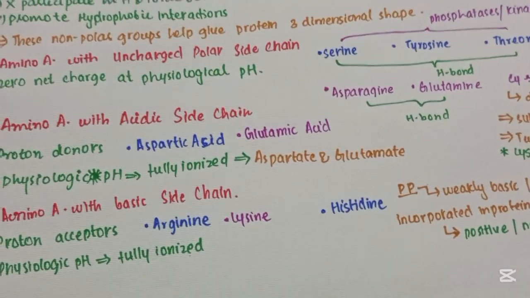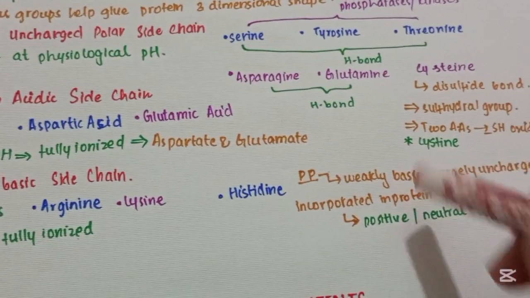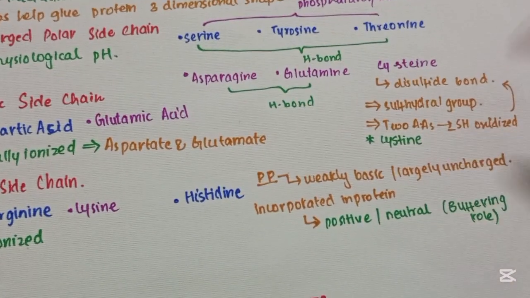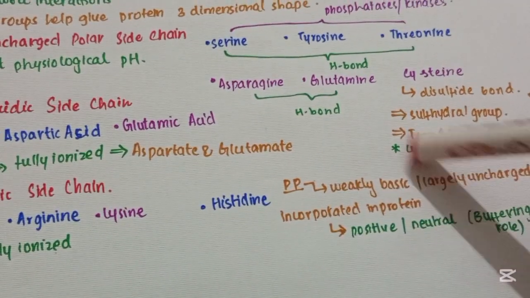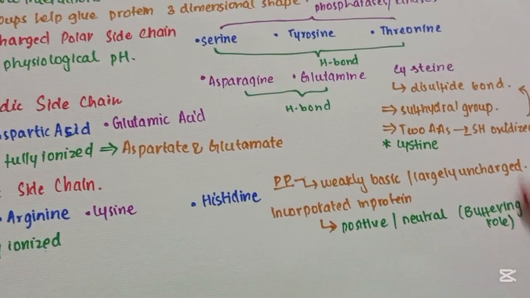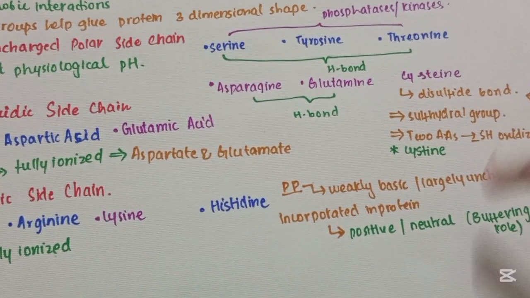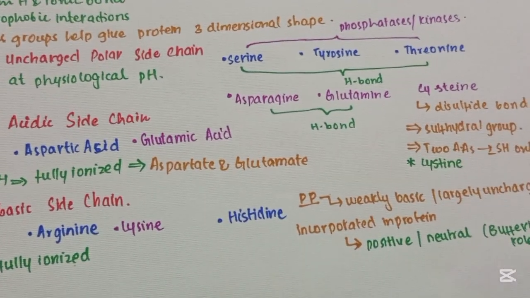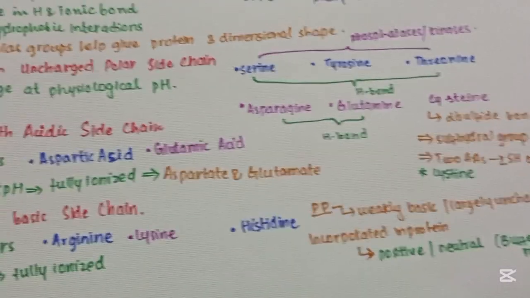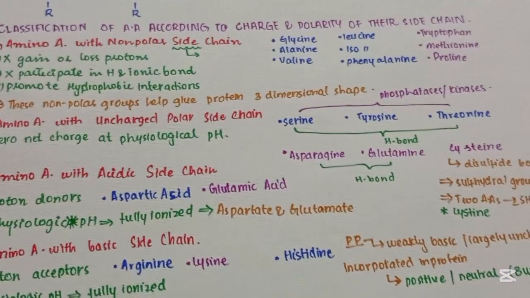The behavior of histidine is a little bit different. At the physiological pH, it's actually weakly basic or largely uncharged, and when it is incorporated in a protein, it can be neutral or positively charged. So we say that it's responsible for a buffering role, like in the case of hemoglobin, where these amino acids play a buffering role. So that's all about amino acid classification.